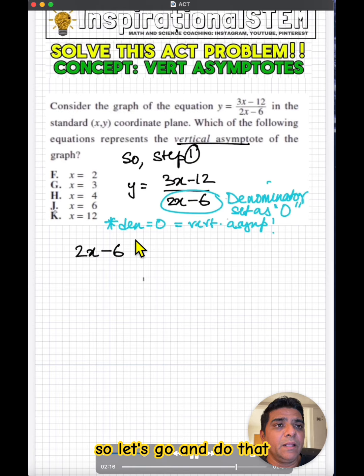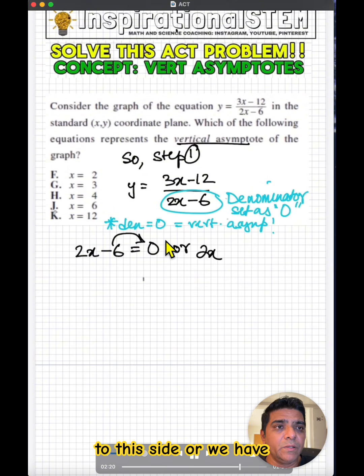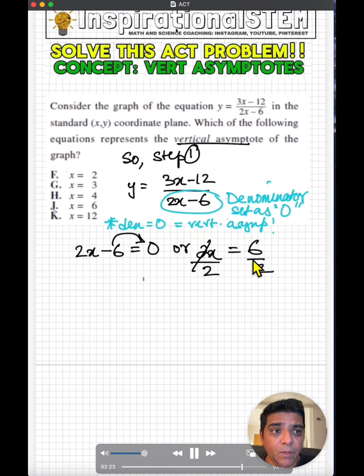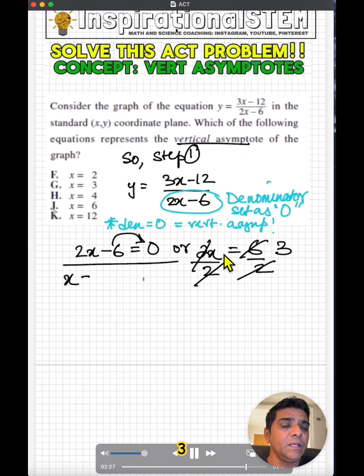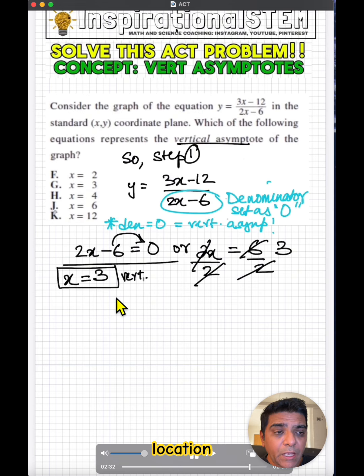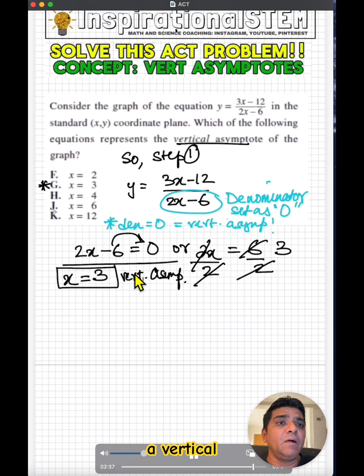So let's do that. 2x minus 6 equals 0. I'm just going to bring this over to the other side, so we have 2x equals 6, and then divide by 2 on both sides. So we have x equals 3. So x equals 3 is the location on the graph where we have a vertical asymptote.